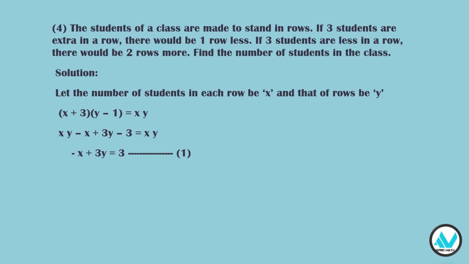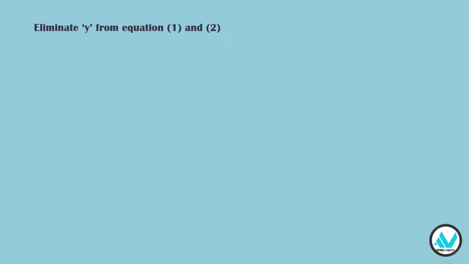Now according to my second condition, if 3 students are less in a row, there would be 2 rows more, which gives me x minus 3 into y plus 2 equal to the total number of students, that is x into y. Now let me multiply: xy plus 2x minus 3y minus 6 equal to xy. Now when I simplify, I get 2x minus 3y equal to 6. This gives me equation 2. Now let us eliminate y from equation 1 and 2.